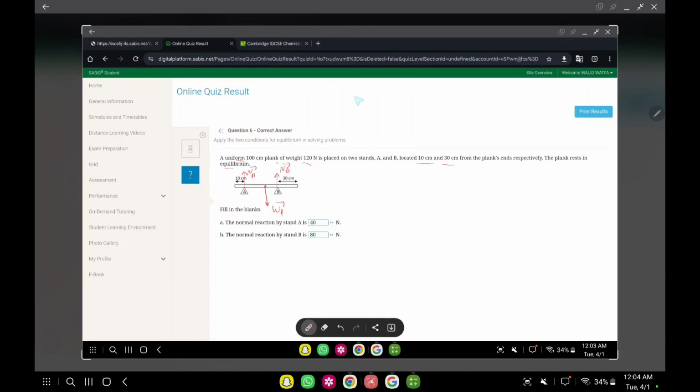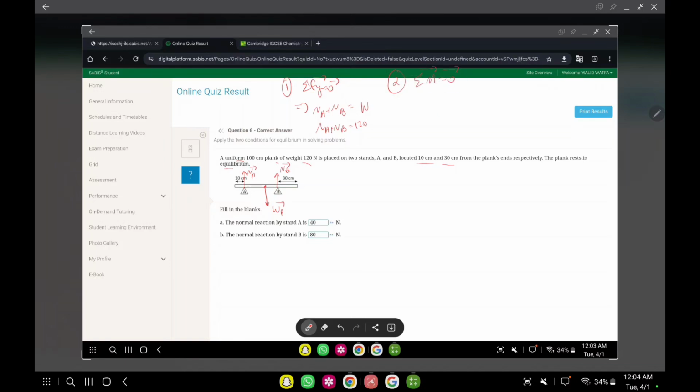Since it's in equilibrium, what do we know? Sigma Fy is equal to 0, right? So that means what's up is equal to what's down. So NA plus NB is equal to the weight. So NA plus NB is equal to 120. We can say sigma Fx equals 0, but here there's no horizontal forces, so we can just skip it. So we're going to skip directly to sigma M is equal to 0.